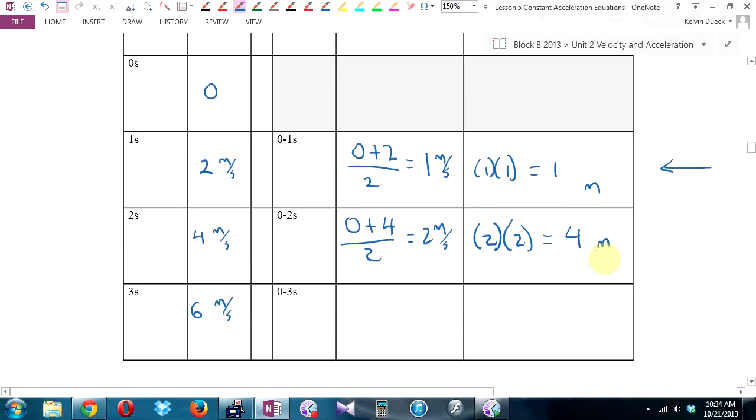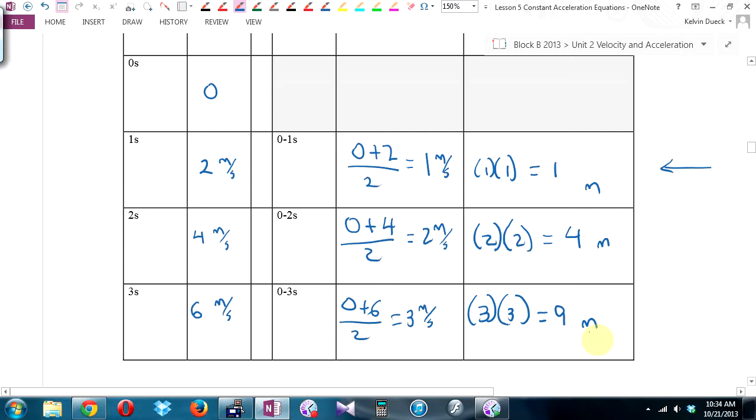My average here would be 0 plus 6 divided by 2. Jordan, in your head, what is 0 plus 6 divided by 2? Oh, if it was only always this easy, right? 3. So, Jordan, my average velocity was 3, and that happened over 3 seconds. After 3 seconds, how far have we traveled? 9? Not yet, not yet. Okay, fine.